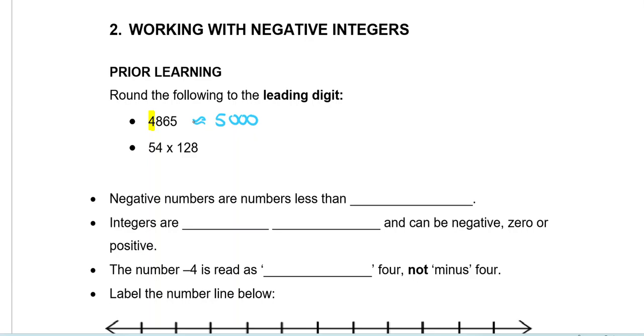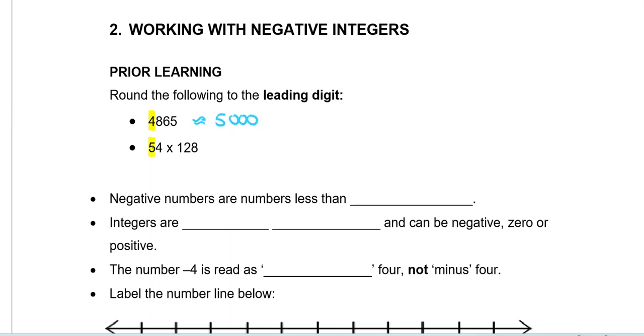So 4,865 is approximately the same or rounded to 5,000. Okay, now the second one, you have to do 2 lines. The first line you should be rounding each number, and in the second line you times them together.